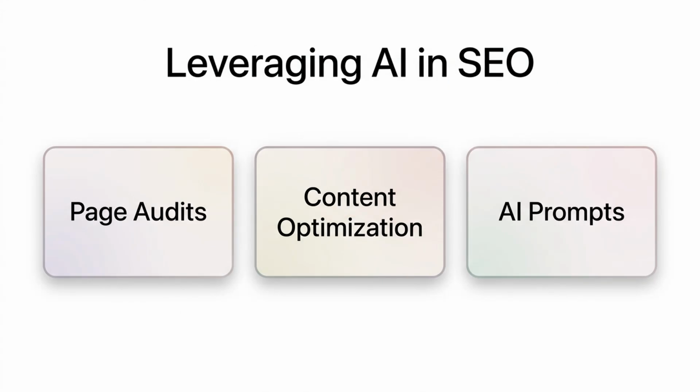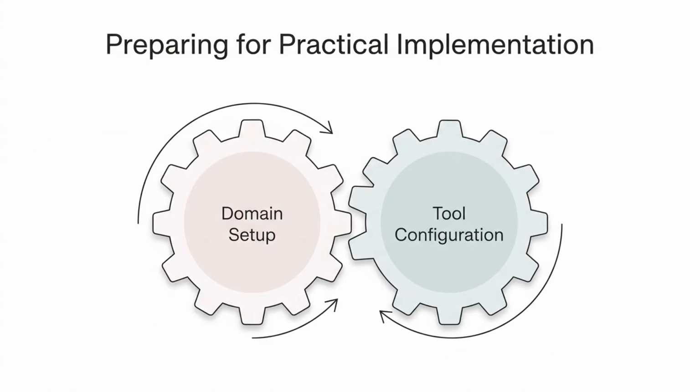Interestingly, all of these processes, from conducting page audits to optimizing content and planning keyword selection, can be significantly enhanced using AI tools. I will be providing you with specific AI prompts and resources that streamline these tasks. Understanding the core concepts first is necessary, but once you do, AI can help you execute these SEO strategies much faster and more efficiently.